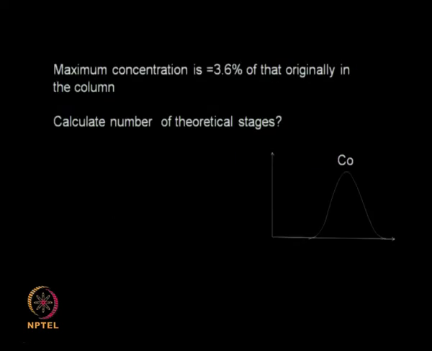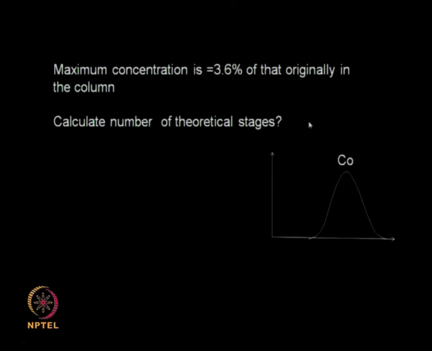Now let us go forward, let us look at another problem, same problem but an extension. Now the maximum concentration is 3.6% of that originally in the column. Okay, so calculate the number of theoretical stages. Last time we looked at different ways of calculating theoretical stages based on the retention time and standard deviation, based on the retention time and width at half maximum. Now this is a third approach by which we can calculate the number of theoretical stages. We know that the maximum concentration is 3.6% of that originally in the column. Now we want to calculate the number of theoretical stages.